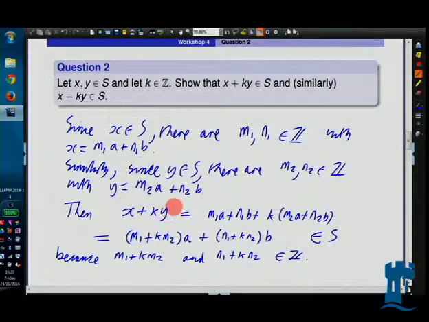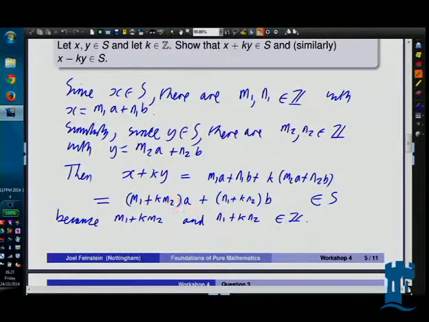x minus ky is the same. You can deduce it anyway. So let me just say x minus ky is similar. So actually, you could just use the integer minus k. But you might write it out just for practice. Okay, so right, so that does that one. Any questions about that?